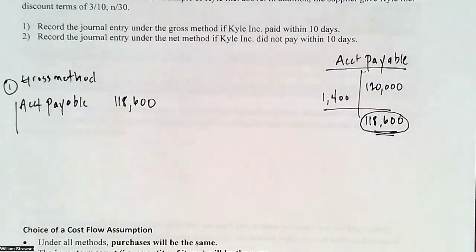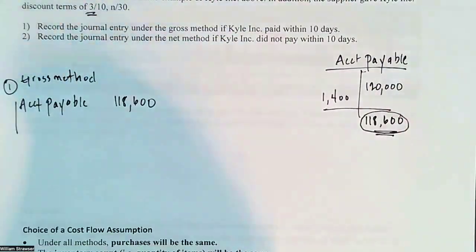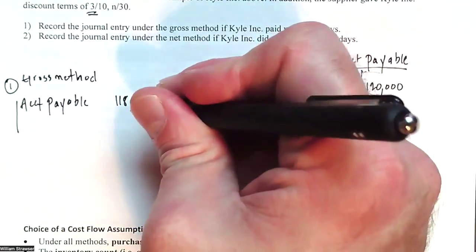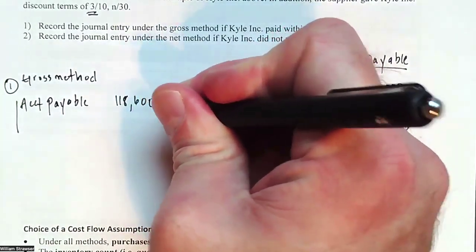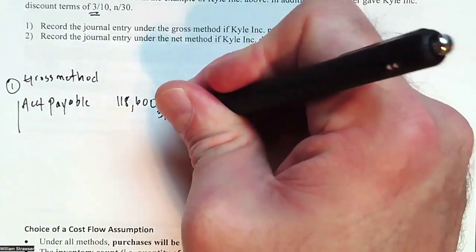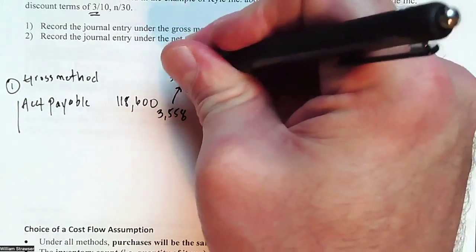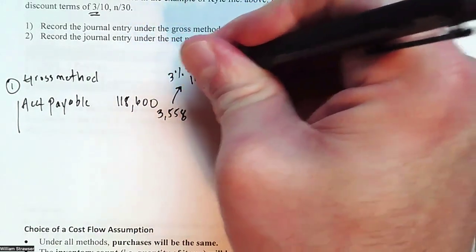Right? That's 100%, but I acted within the discount. I get a 3% discount. So 3% of $118,600 is $3,558. So that's just the 3% multiplied by the full price.